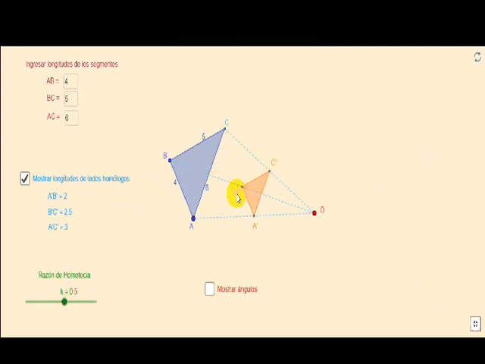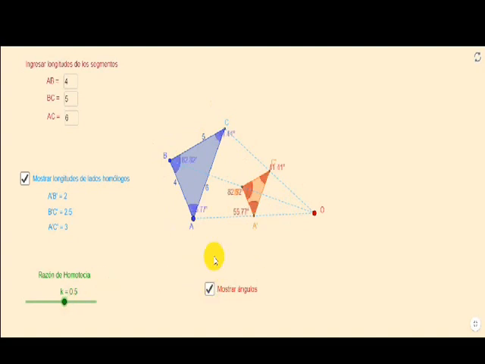In this figure, we have A to B is 4, B to C is 5, C to A is 6. For the homothecy, in this area we have razón de homothesia en esta linecita verde. So I can move this point to show you this is going up. So it's increasing or decreasing. Is bigger or smaller or is equal. Okay, so you can interact with this, but I want to show you here the angles.